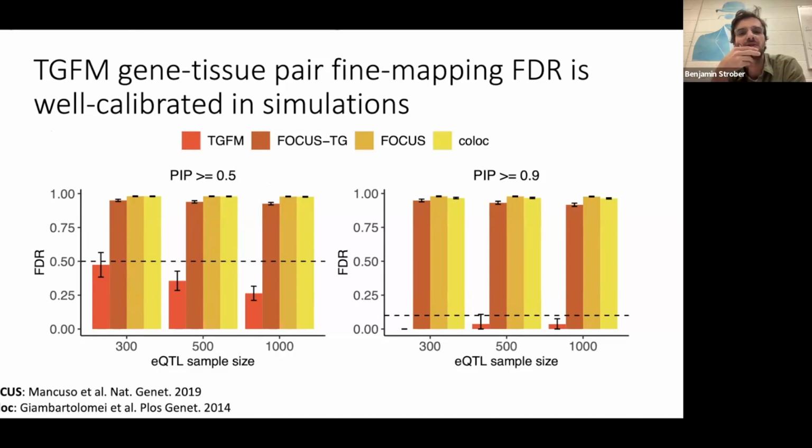I don't have quite time to get into the details as to why this happens, but there are two main reasons. First is that FOCUS and COLOQ do not model the effect of non-mediated genetic variants and just consider gene tissue pairs. By modeling non-mediated variants, we're able to distinguish causal gene tissue pairs from causal non-mediated variants, which these existing approaches can't do. And in addition, as I said in the methods, TGFM models uncertainty in predicted genetic gene expression, which is a new feature that these existing approaches do not have, and that improves our calibration as well.